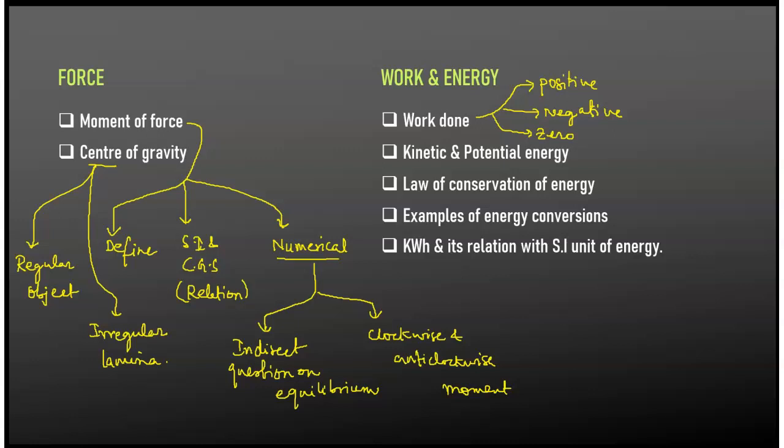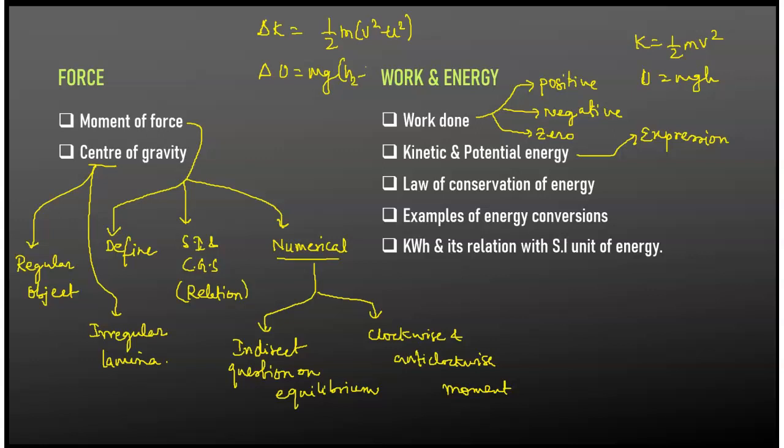Then coming to kinetic and potential energy. For kinetic and potential energy, you need to know the expressions for both. The normal expressions we all know: kinetic energy equals half mv square, potential energy equals mgh. But you should also know the expression for the change in kinetic energy, which is half m (v square minus u square), and the change in potential energy, which equals mg (h2 minus h1).